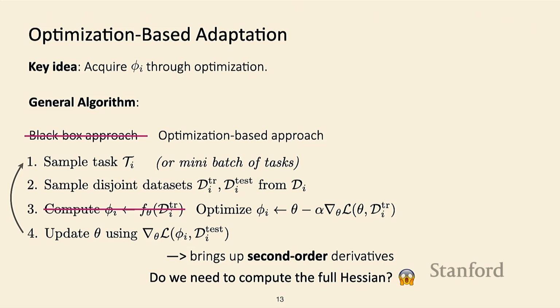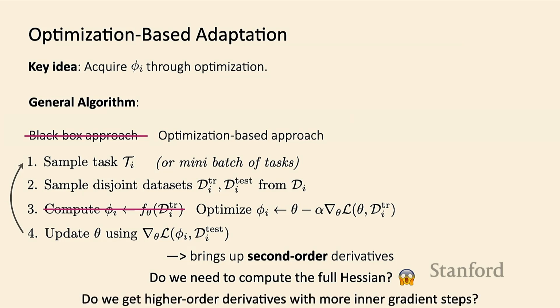Hessians in deep learning are very scary because if you have an n-dimensional parameter vector, then the Hessian is going to be n squared. And so if you have a million parameters, that's going to be a million squared values in this Hessian. Also, if you want to run more inner gradient steps, there's this question of, do you get even higher order derivatives? So we're going to do a bit of math.